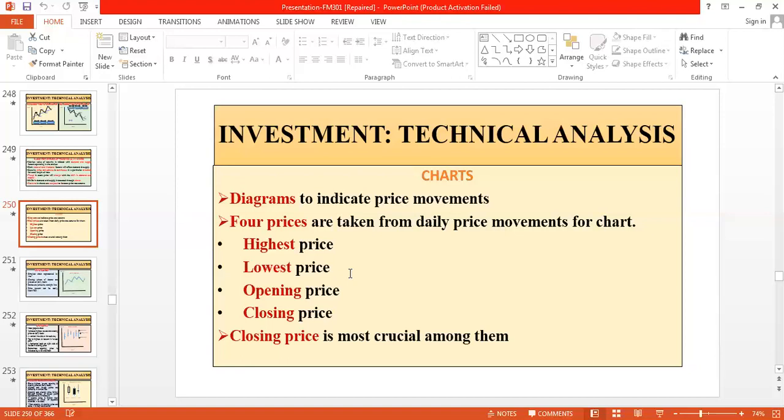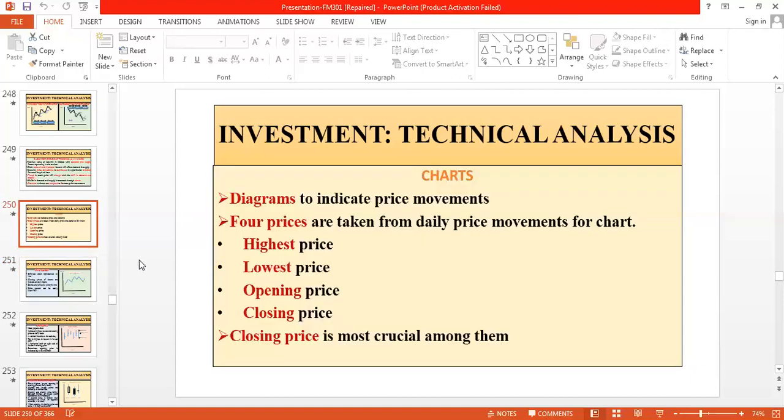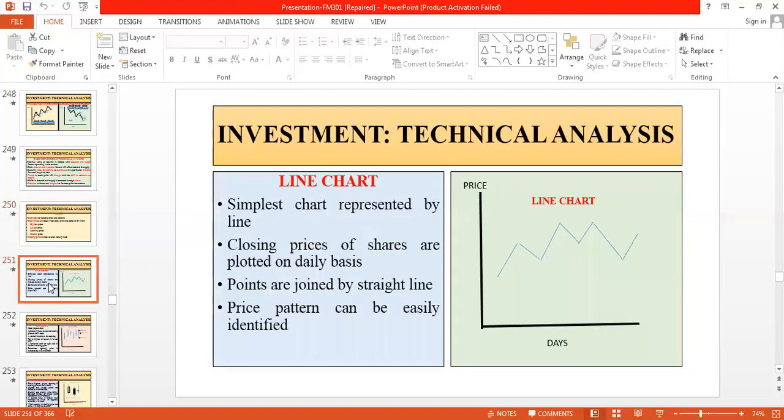Because this closing price is the best indicator of the market sentiment of the day. If the market has an uptrend, then the closing price of the day will be very close to the highest price. And if the closing price is low, that will indicate the market has a downtrend. So that is why closing price is considered the most crucial among these four. So on the basis of that, we will show you different types of charts and explain them one by one.